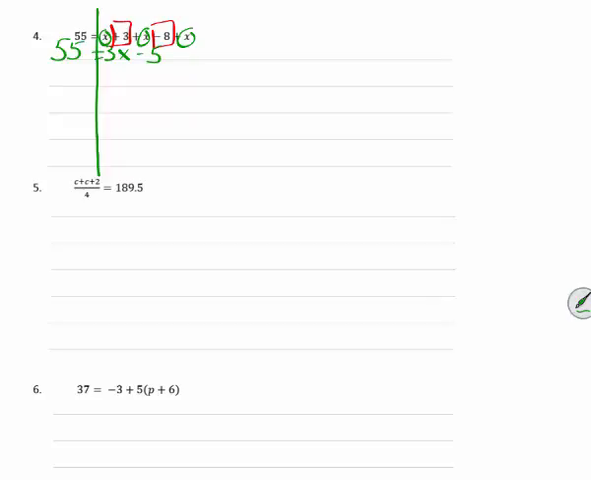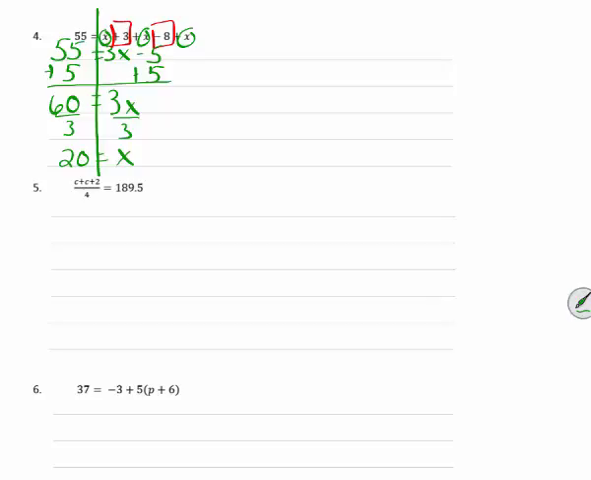Sorry, it's so messy there. Now I have to cancel my constant, so I'm going to add 5 to both sides. So that's 60 equals 3x. Divide both sides by 3, so 20 equals x. Hopefully so far so good.